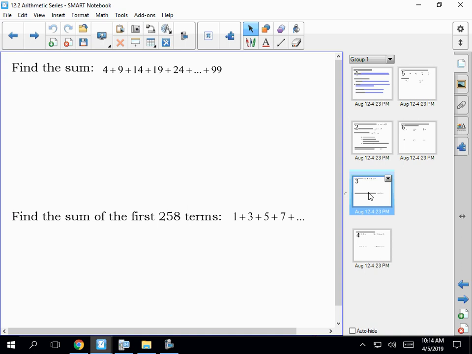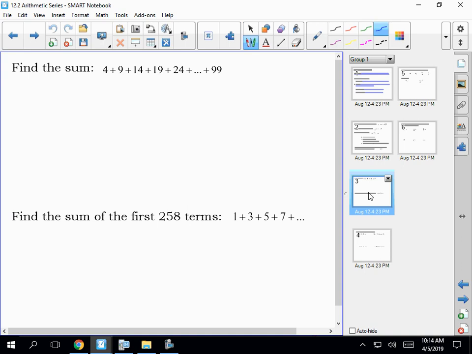Now it only works for the finite sum. We have to know the beginning and ending, first and last term. Here it is. This one's going up by 5s, but we've got a first term of 4, a last term of 99, and then we have to somehow figure out how many terms are in there, because otherwise we don't know how many pairs of 103 we have in there.